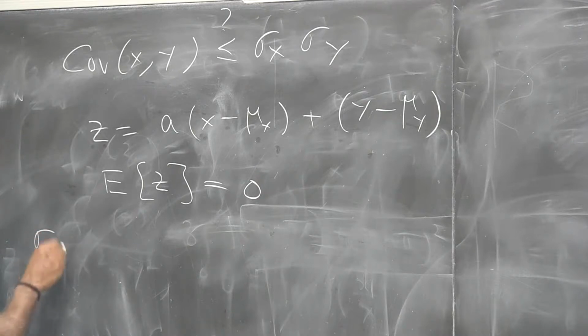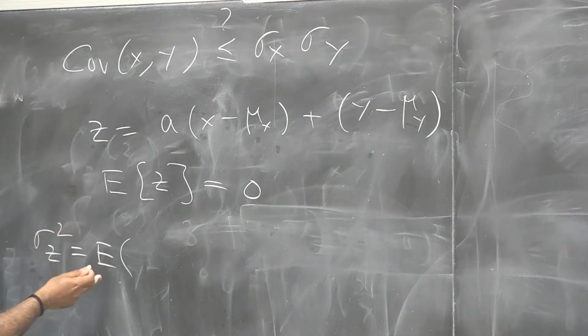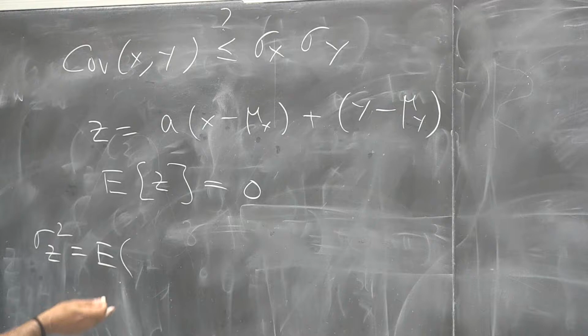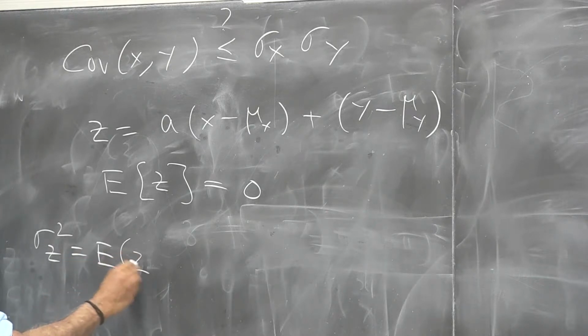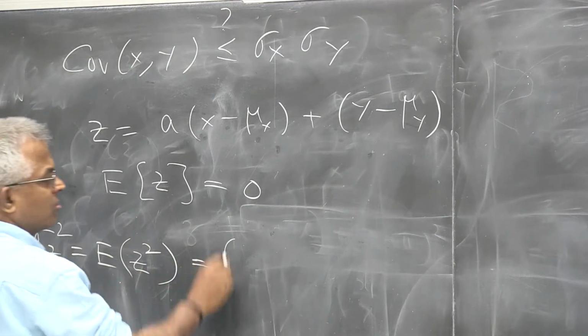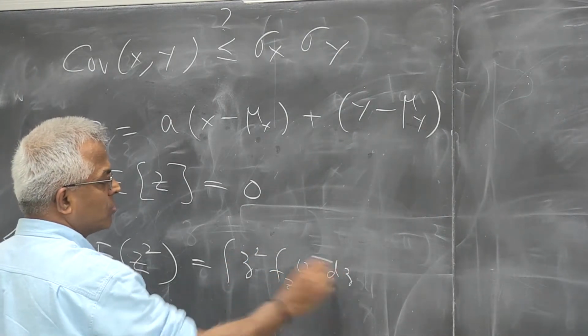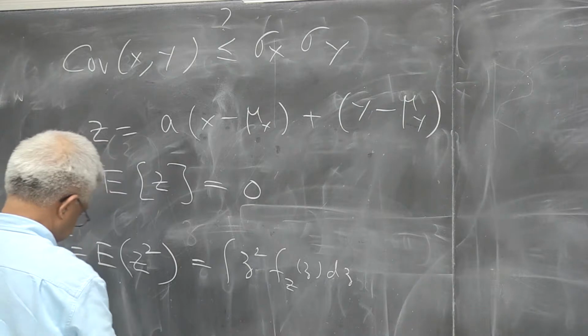So what is the variance of z by definition? The expected value of... the variance of z is what? The expected value of z squared, right? Because the mean is 0. But variance is positive, right? Why is the variance positive? Because, look at here, z squared multiplied by the density function of z. So everything is positive here, okay?